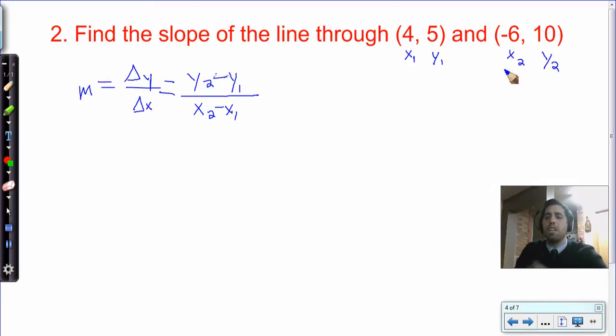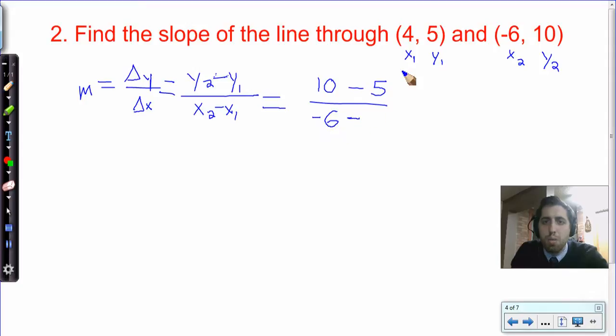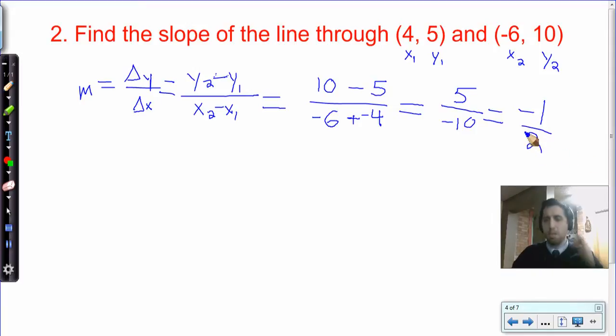You can plug in the exact right numbers. So y2 we'll say is 10, subtraction sign, y1 is 5. x2 we check is negative 6. x1 is 4. Now we can calculate this really quickly. 10 minus 5 is 5. Negative 6 minus 4, or negative 6 plus negative 4, that's a total of negative 10. This is another slope that can simplify to negative 1/2. So there we use the slope formula: m equals change in y over change in x, y2 minus y1 over x2 minus x1.